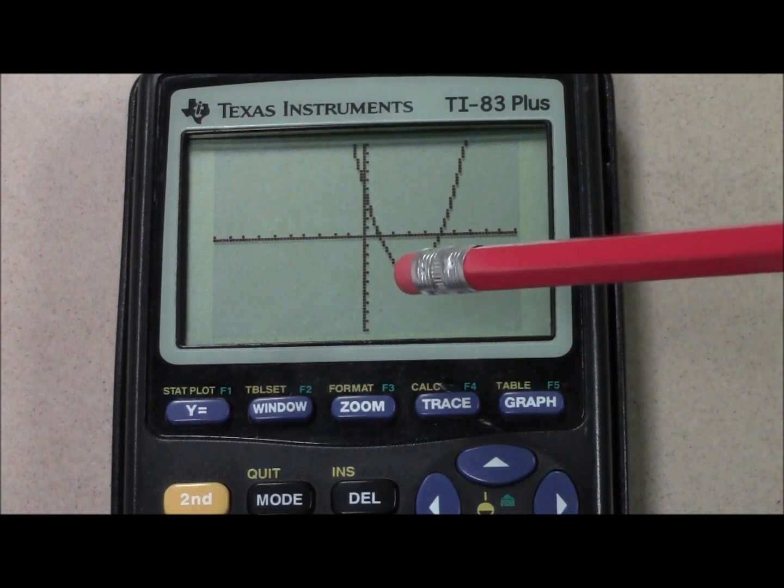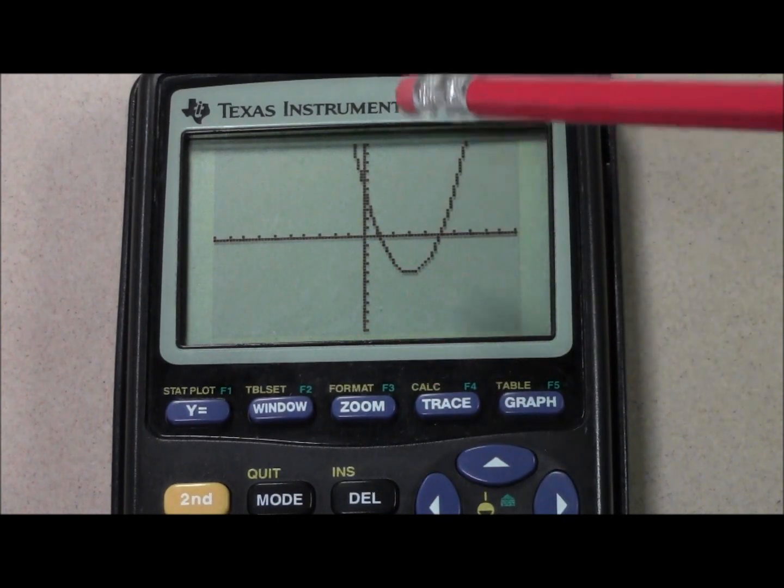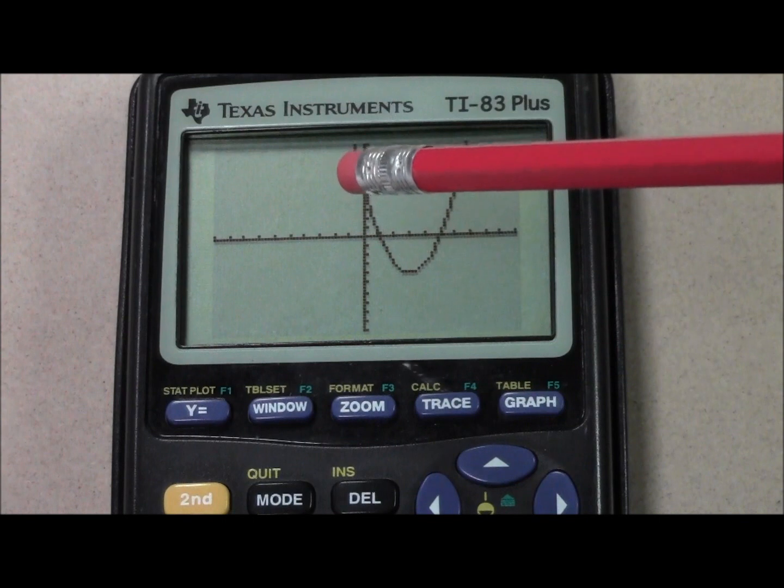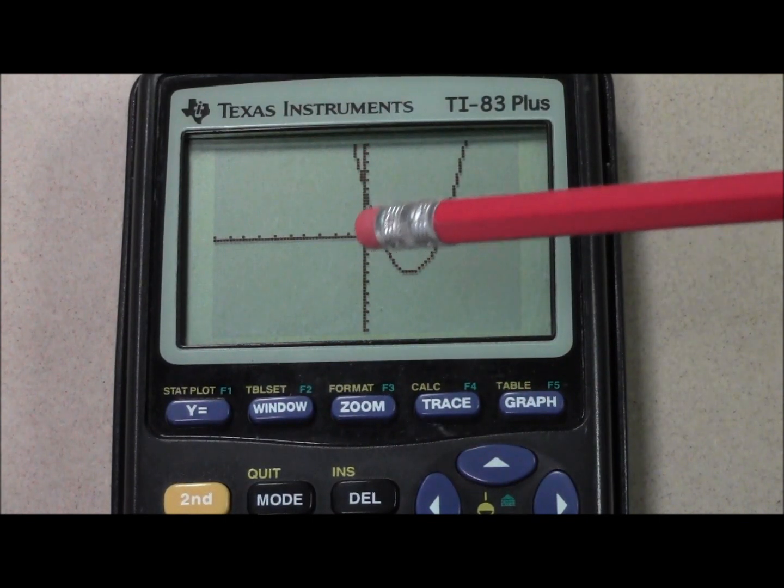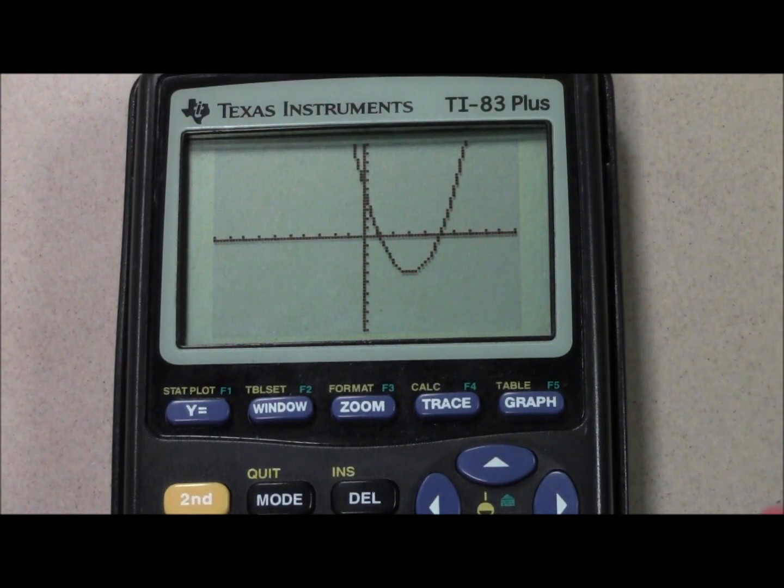We have a vertex point. Even though you can't see it, we have the axis of symmetry, we have a y-intercept, and we have two roots, the places where it crosses the x-axis. So what we need to do is get the calculator to tell us where all those things are. So the first thing that we're going to take a look at is finding the vertex.